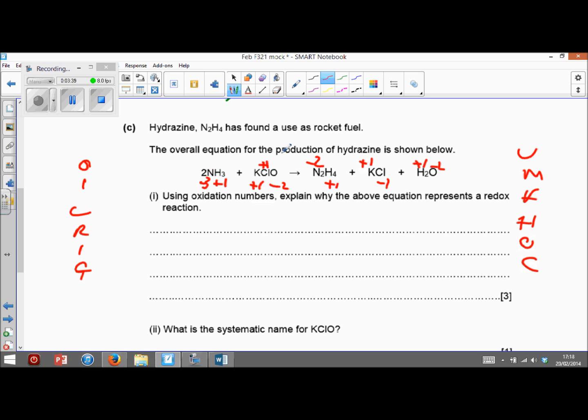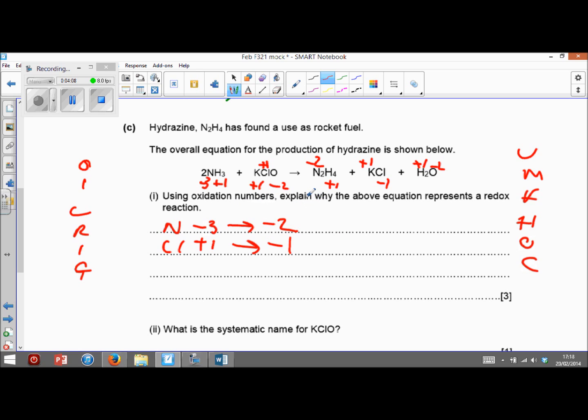And of course, you've got -3 going to -2. So nitrogen, first of all, right here, -3 to -2. What else has changed? Hydrogen's not changed. Chlorine +1, -1. So chlorine's the other one that's changed. Chlorine has gone from +1 to -1. Okay. So you've now used oxidation numbers. You're automatically getting a mark there.